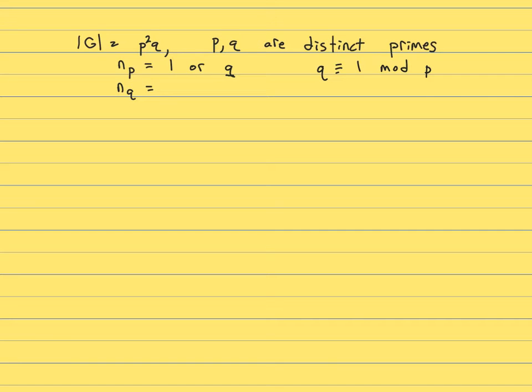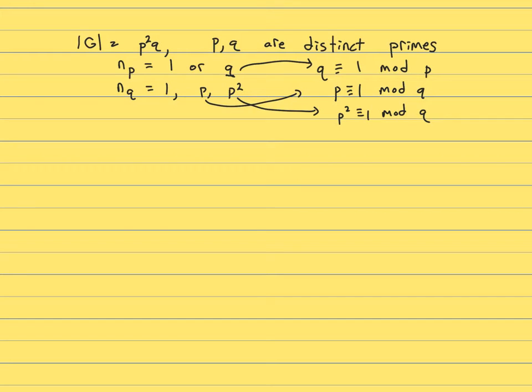Similarly, what's N_q going to have to be? Well, it's going to have to be a divisor of p squared. So now you actually have some options. And of course, in whichever case this is, either you have p is congruent to 1 mod q, or p squared is congruent to 1 mod q. So we've got a bunch of different cases to think about, and so we ought to think carefully and try to make some assumptions.